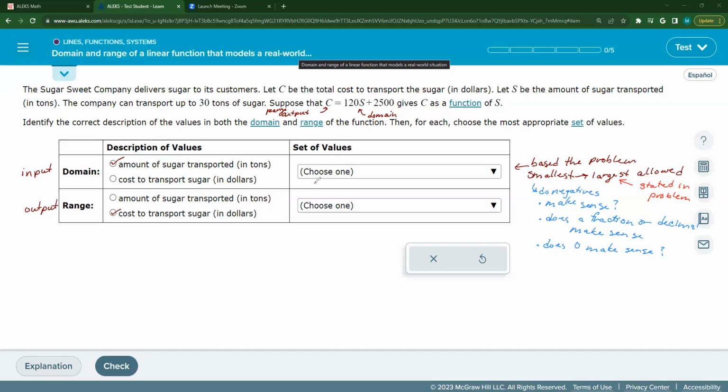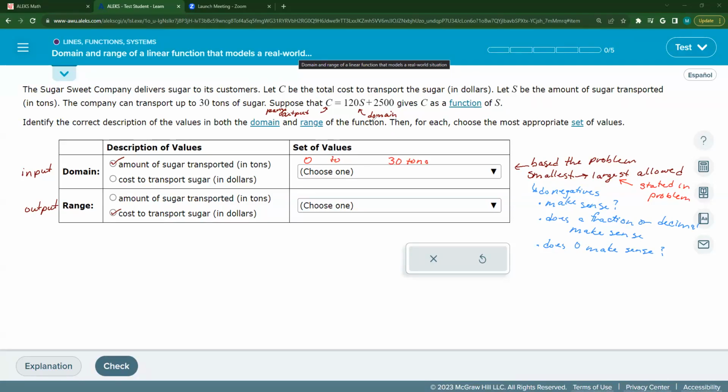So my smallest number is going to be 0. I'm going to type it right in here, and then I'm going to look at the drop down. And then I'm looking at the problem. The company can transport up to 30 tons of sugar. That's the amount of sugar, so it is my domain. So I'm going up to 30 tons. Now, because I said fractions make sense, I'm not going to list numbers. I'm just going to say 0 to 30 tons.